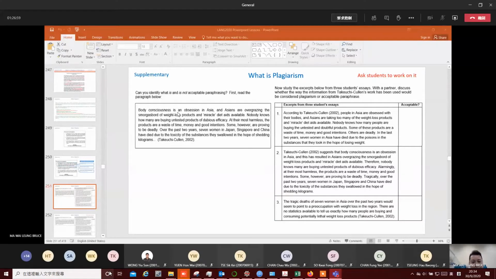Body consciousness is an obsession in Asia, and Asians are overgazing the smorgasbord of weight loss products and miracle diet aids available. Nobody knows how many are buying untested products of dubious efficacy. At their most harmless, the products are a waste of time, money, and good intention. Some, however, are proving to be deadly. Over the past two years, seven women in Japan, Singapore, and China have died due to the toxicity of the substances they swallow in the hope of shedding kilograms. So the source is from a Japanese author in 2002. Sorry, I don't know how to pronounce his name.